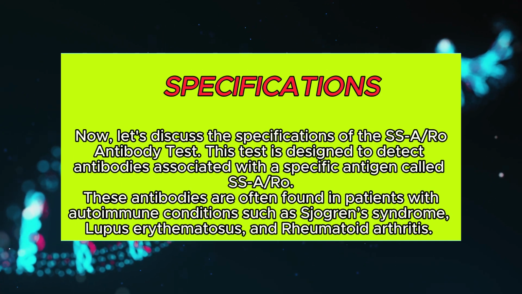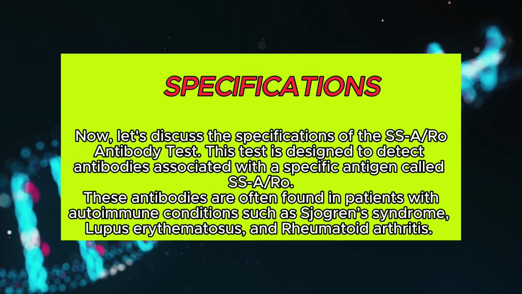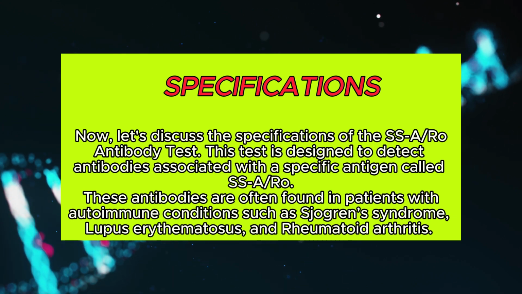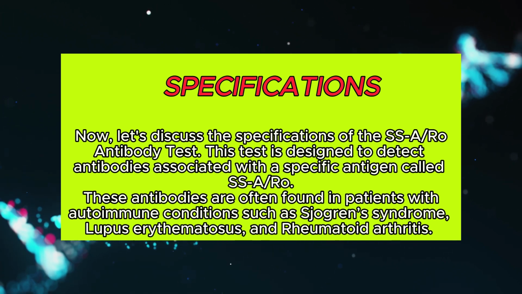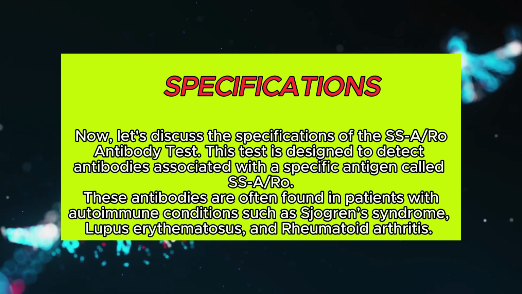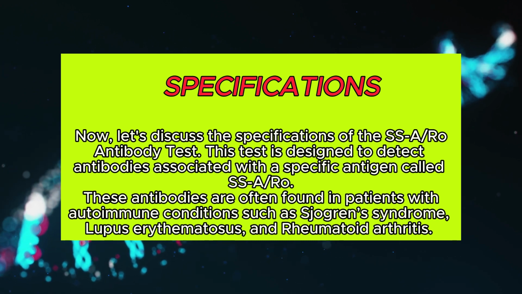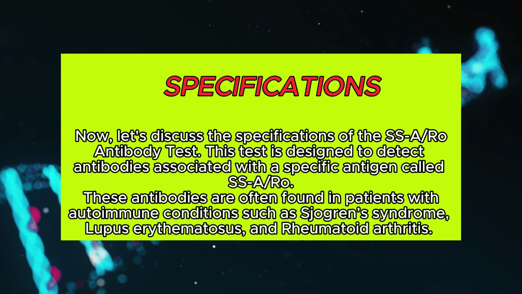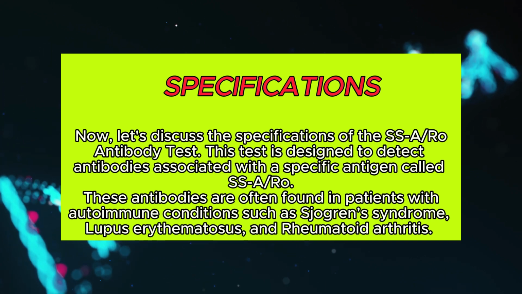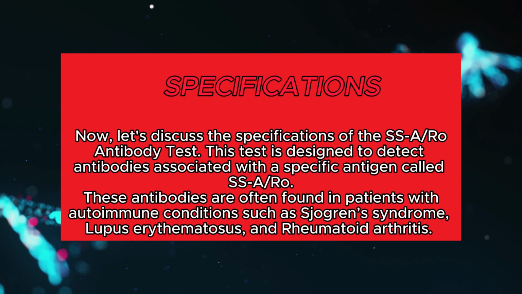Specification of test. Now let's discuss the specifications of the SSA RO antibody test. This test is designed to detect antibodies associated with a specific antigen called SSA RO. These antibodies are often found in patients with autoimmune conditions such as Sjogren syndrome, lupus erythematosus, and rheumatoid arthritis.